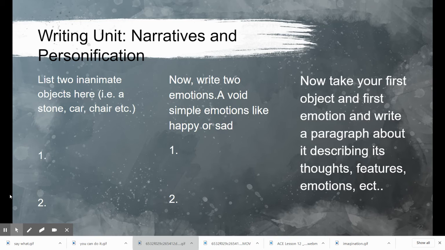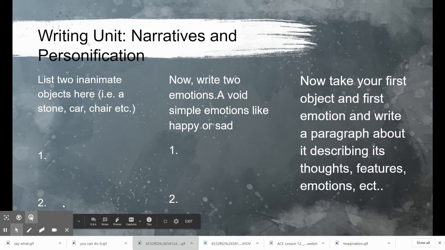Great. Now that you have two inanimate objects and two emotions, I want you to take your first object and your first emotion, and I want you to write a paragraph about it describing its thoughts, features, emotions, etc. This paragraph should be written in the third person point of view. It should be giving your inanimate objects human characteristics. I also want you to make the emotion very clear, but I never want you to write what the emotion actually is. So don't ever use the emotion word that you have. Let the emotion shine through by describing the thoughts, the features, the actions of the inanimate object.